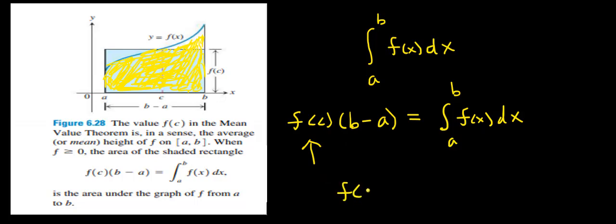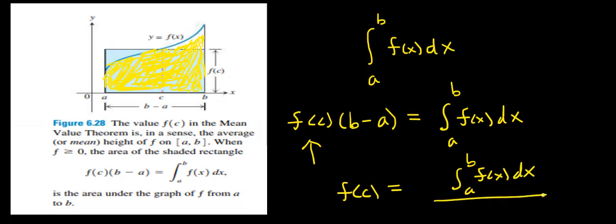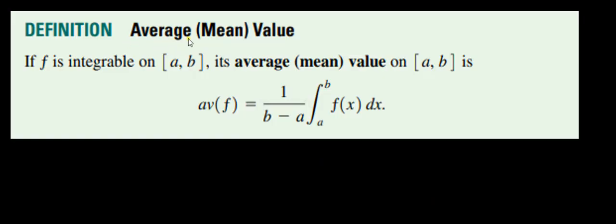So in order to find f of c, this is what we've got to do. Let's divide both sides by b minus a. You get the integral from a to b of f of x over b minus a, which is the same thing as 1 over b minus a times the integral. So here's the definition of average or mean value. If f is integrable on the interval a to b, its average or mean value on the interval a to b is 1 over b minus a times the integral of f of x from a to b.